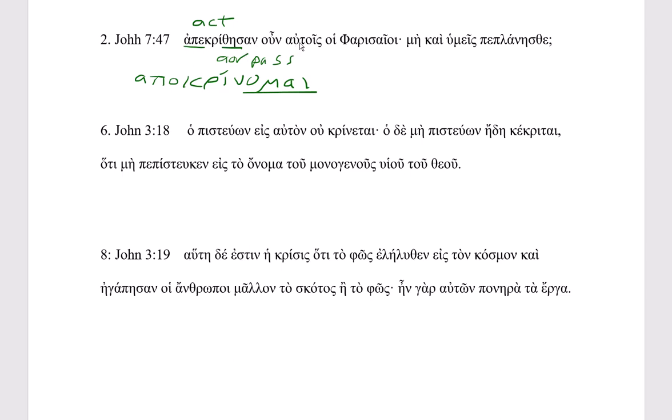And then we have autois, to them, and then hoi Pharisaioi. See the nominative plural article, hoi, and so we know that Pharisaioi also has the nominative plural ending. That'd be Pharisees. So the Pharisees looks like the subject, and then the Pharisees answered therefore, to them, autois. That's a dative plural. So the Pharisees answered therefore to them, or therefore the Pharisees answered them.